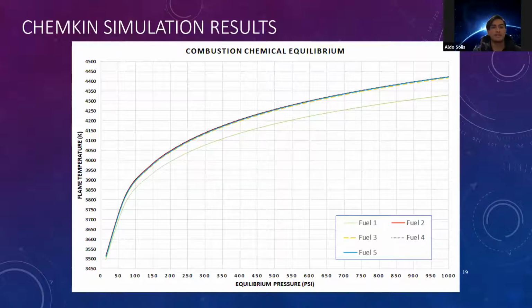ChemKin simulations at the end do not have the highest of accuracies in the flame temperature values, since fuel 3 was expected to reach higher flame temperatures in comparison to our other software simulations. And we assume that this was perhaps due to the fact that we were limited on the thermodynamic data available to us for the ChemKin results.